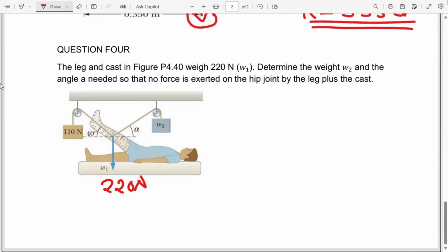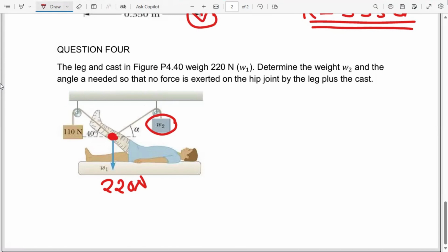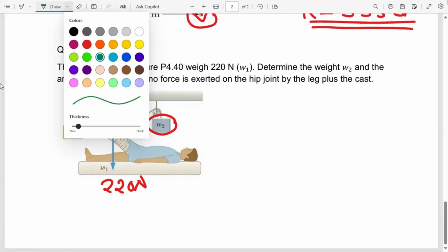We have 3 forces that are acting on this particular point here, the center. If these forces are balanced, they're asking us to find the magnitude of the weight W2 and the angle alpha. So what are we going to do? We're going to resolve these forces into their respective X and Y components. So I have different forces, meaning I'm going to use different colors.